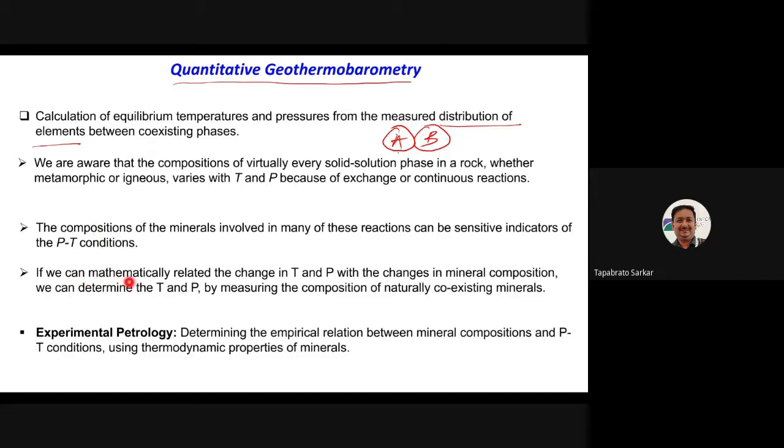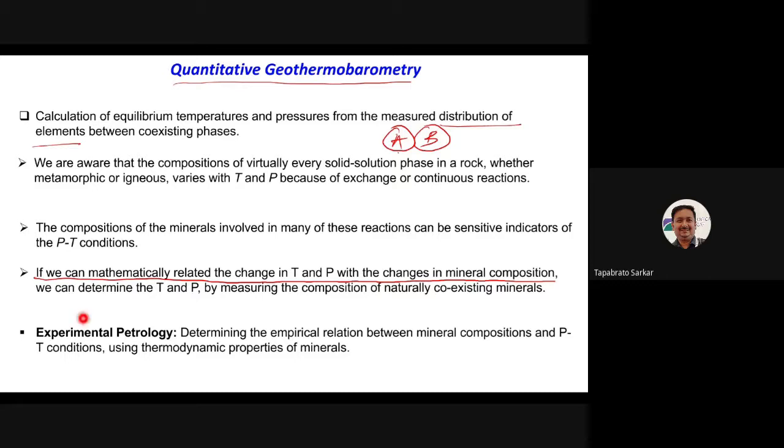If we can mathematically relate the change in temperature and pressure with the changes in the mineral composition, so that's the important part, we can determine the temperature and pressure by measuring the composition of naturally coexisting minerals. That's the principle. Our aim is to mathematically relate the change of pressure and temperature with the changes in mineral composition. And how can we do that?